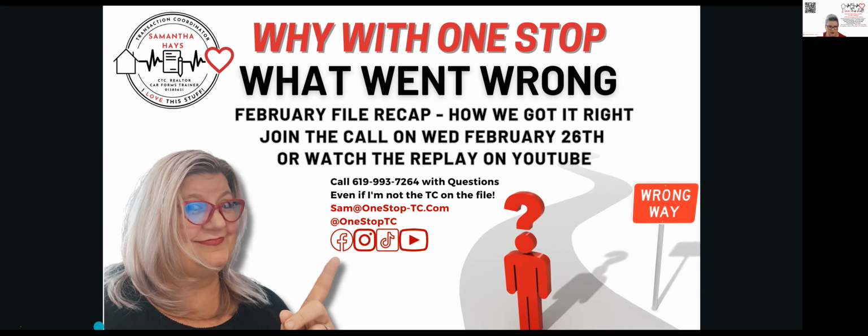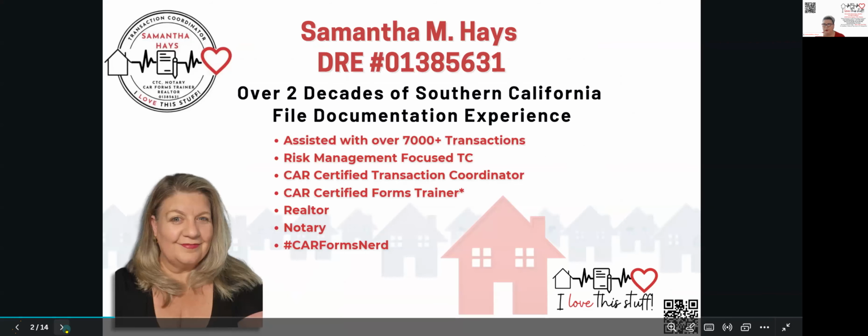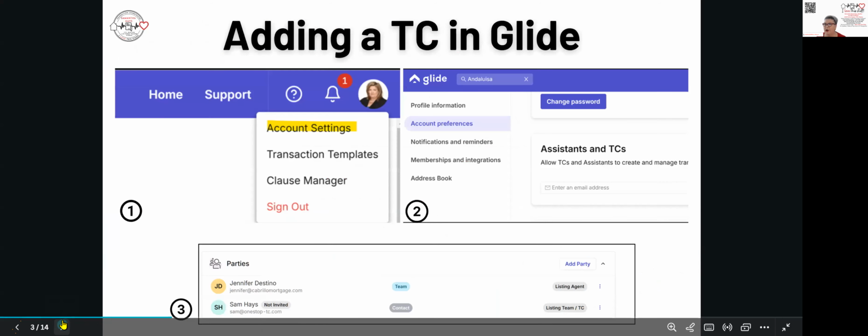I'm Sam Hayes, and I'm going to share with you a little bit about me in case you haven't joined one of my webinars before. I've been doing this for over 2 decades here in Southern California. I'm a CAR certified transaction coordinator, certified forms trainer, realtor, notary, certified in short sales, all sorts of other fun things. Basically, if there's a reason to get alphabet soup behind my name, I'm in for it. And this is my monthly recap of what I learned, saw, some red flags, some issues, and some problems on files as we were going through them. As always, verify everything with the broker of record of the file you're working on.